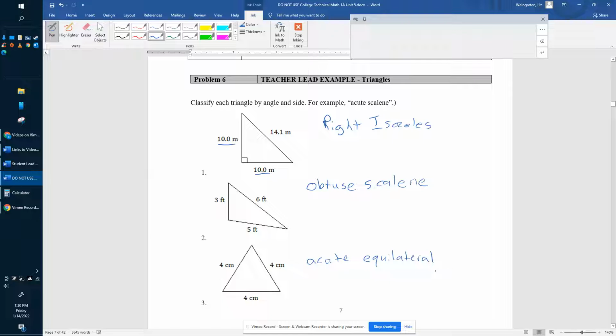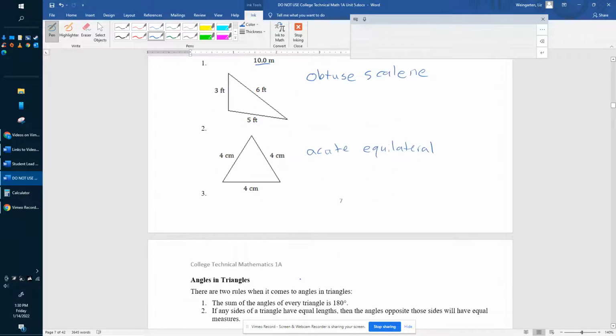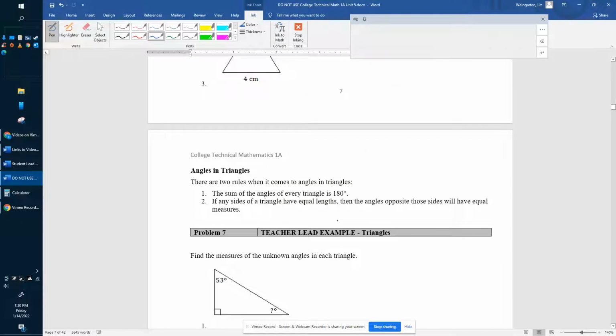Would there ever be a time when an equilateral triangle would not be acute? No, there wouldn't. There is absolutely no way for that to happen. No matter how big the sides get or how small they get, these angles are all going to stay the same size. So all equilaterals are actually acute.